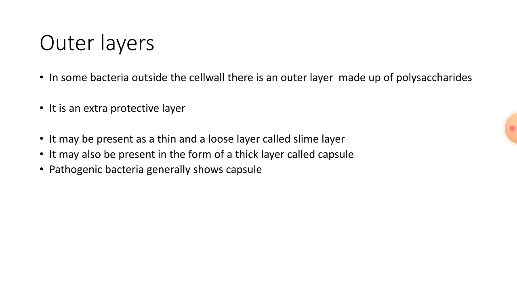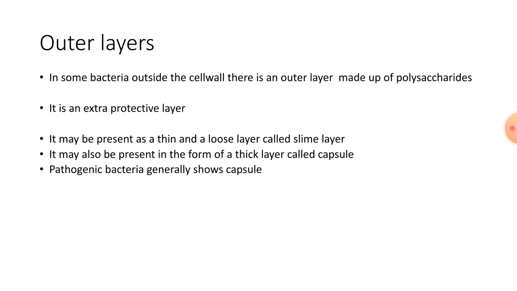In some bacteria, outside the cell wall, there is an outer layer made up of polysaccharides. It is an extra protective layer. Generally, the cell wall is a protective layer. Along with protection, it also gives shape and size to the bacteria. Whereas these outer layers provide extra protection to the bacterial cell wall.